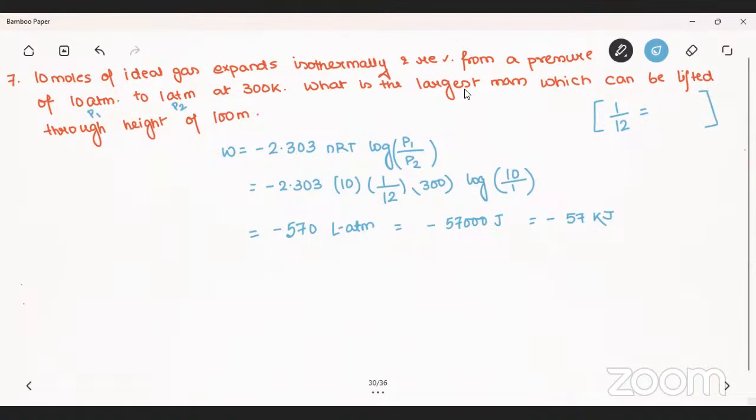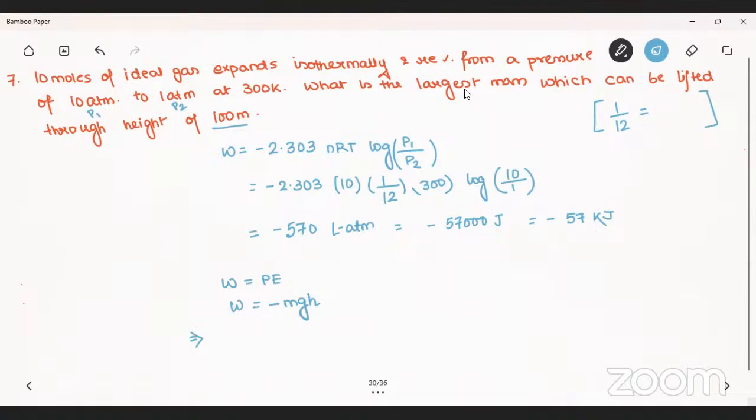Now, you know that in your physics, you will learn what is the largest mass which can be lifted through a height of 100 meters. Now, just use your common sense. To lift it to that height, you need to do work. That work we have calculated, okay? So work is equal to the potential energy, which is minus mgh. So what does the formula become?